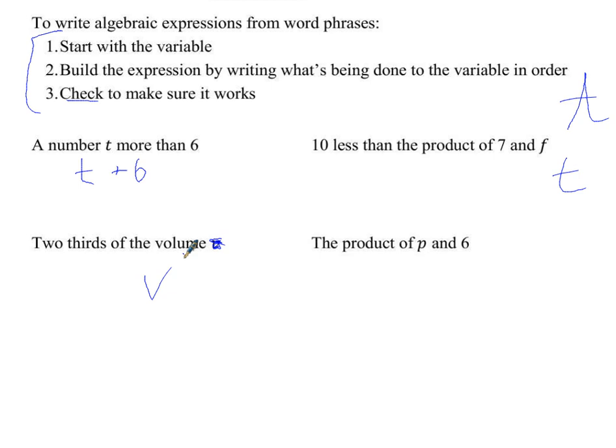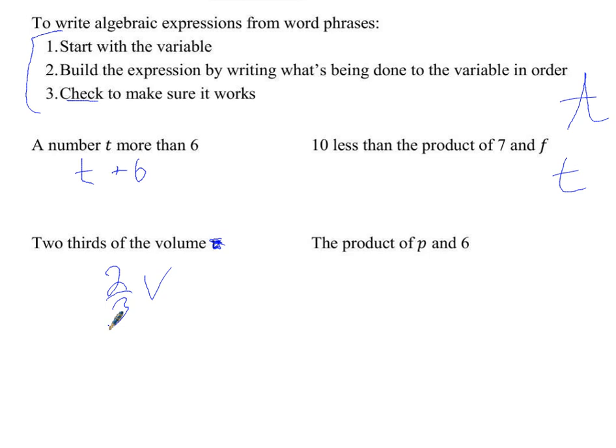What are we doing to the volume v? 2/3 of, which means what? Multiply. So I'm going to write 2/3 right next to it. I could put it in parentheses. I don't have to. 2/3 times v is what I have written. 2/3 of the volume v is what they said. This looks good, so move on.